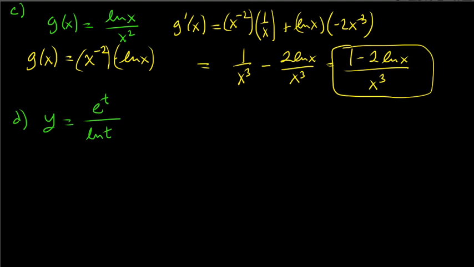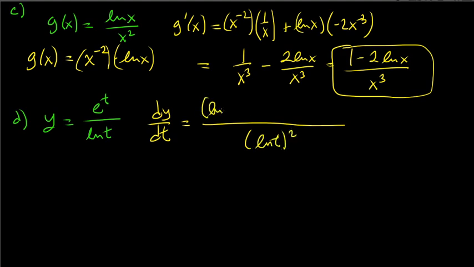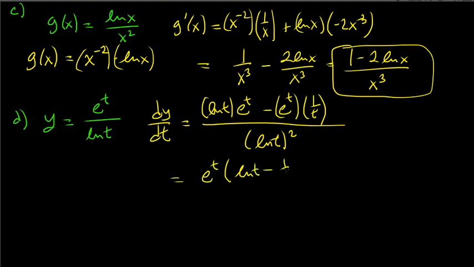Part D, e to the t over log t. So the derivative of y with respect to t, I think here quotient rule makes sense. So denominator squared, so low d high minus high d low. The derivative of log is 1 over t. So we can factor out an e to the t here, and we just get log of t minus 1 over t, all over the natural log of t squared.